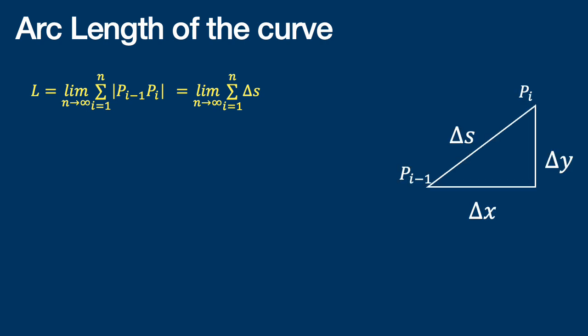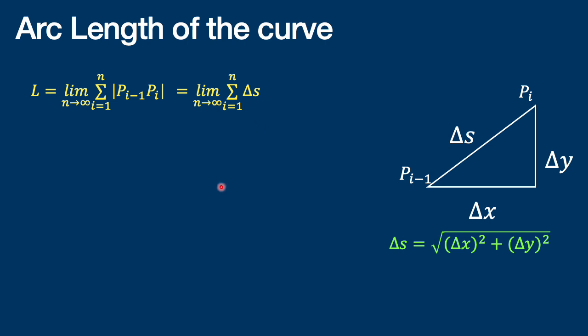So I sketch a right triangle from the curve. P_{i-1} is right there, P_i is there, and we want to find the distance between the two points. The base is delta x and the height is delta y. How do we find delta s, the distance between two points? We can use the Pythagorean theorem. Delta s equals the square root of delta x squared plus delta y squared. I'm going to plug that back into this.